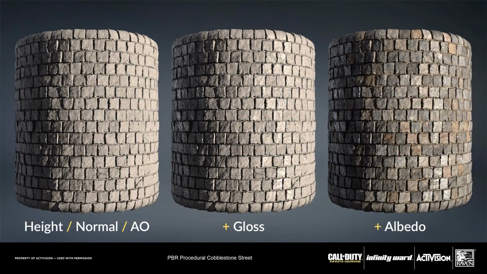So this is a breakdown shot of the cobblestone. On the left it's the height, normal, and AO. And then you add the gloss, and then the albedo. So I feel like this shot was important to kind of finalize everything I just said.